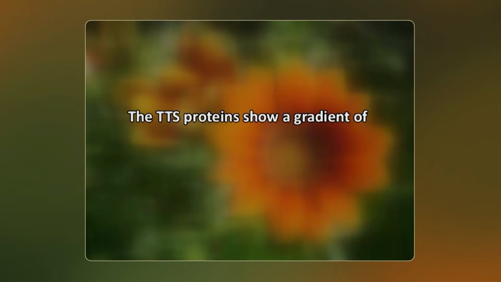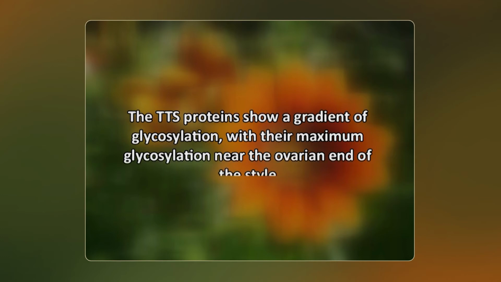The TTS proteins show a gradient of glycosylation with their maximum glycosylation near the ovarian end of the style. Thus, it is proposed that the pollen tubes grow along this gradient of increased TTS glycosylation in the transmitting tissue. Further, the pollen tubes have been found to deglycosylate TTS proteins, releasing sugar molecules which are implicated for their role in pollen tube nutrition and pollen tube growth.